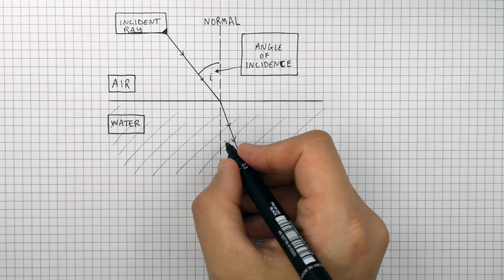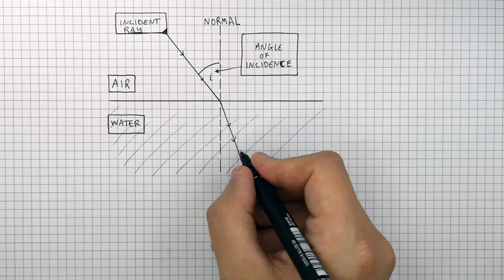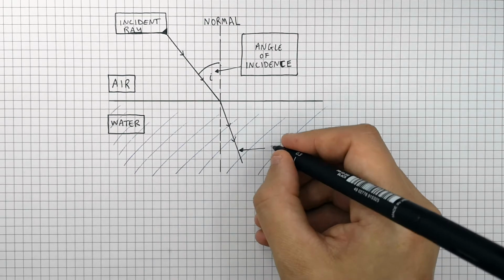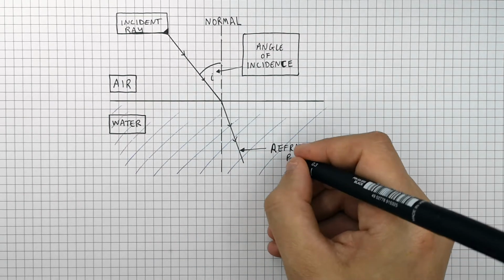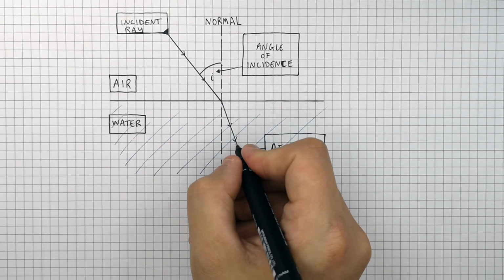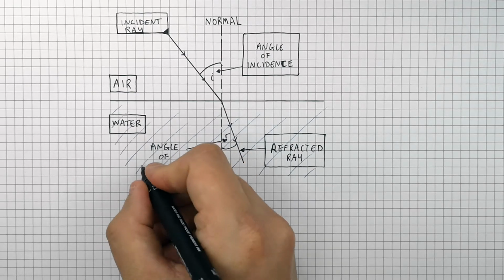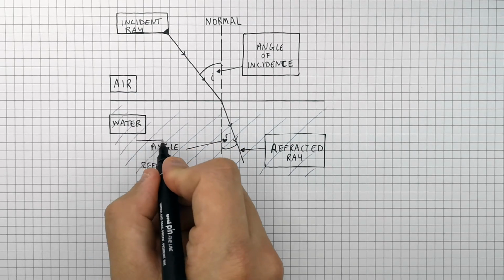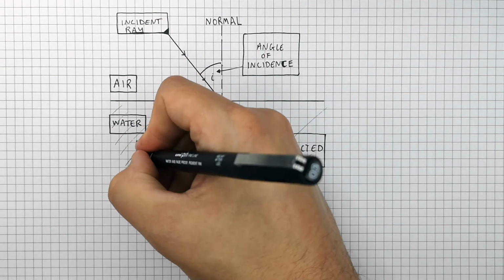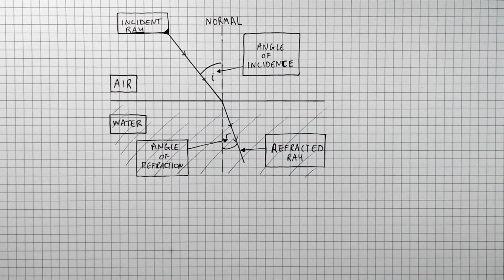And this is the refracted ray, the ray that bends as it crosses a boundary into another material. This is the refracted ray. And the angle between the refracted ray and the normal is called the angle of refraction. The angle of refraction is the angle between the refracted ray and the normal.